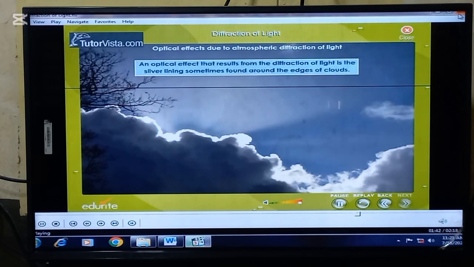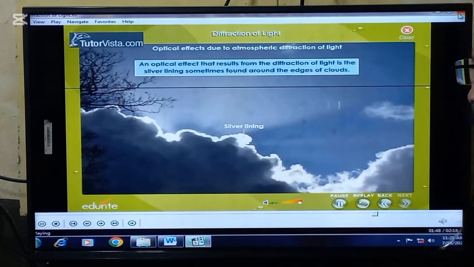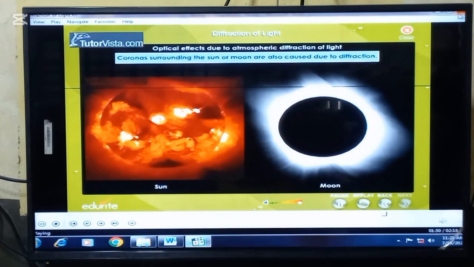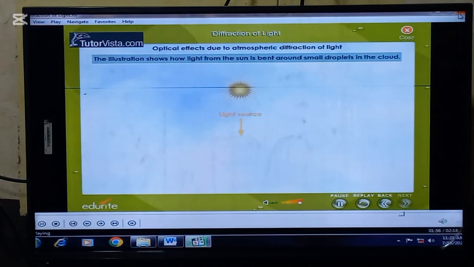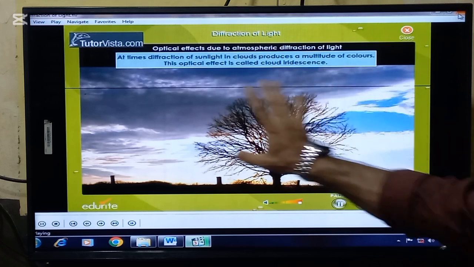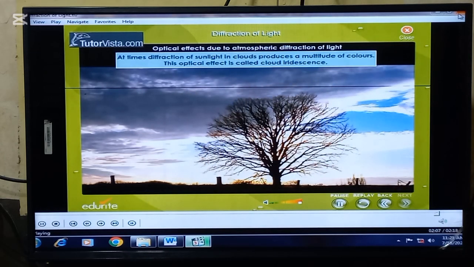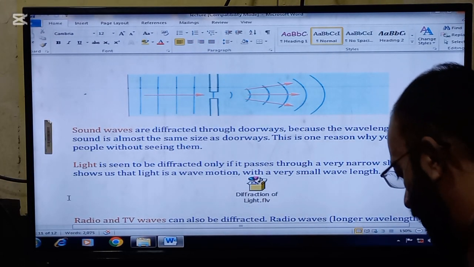Optical effects due to atmospheric diffraction of light. An optical effect that results from the diffraction of light is the silver lining sometimes found around the edges of clouds. Coronas surrounding the sun or moon are also caused due to diffraction. The illustration shows how light from the sun is bent around small droplets in the cloud. At times, diffraction of sunlight in clouds produces a multitude of colors. This optical effect is called cloud iridescence. So these are the effects of the diffraction of light.